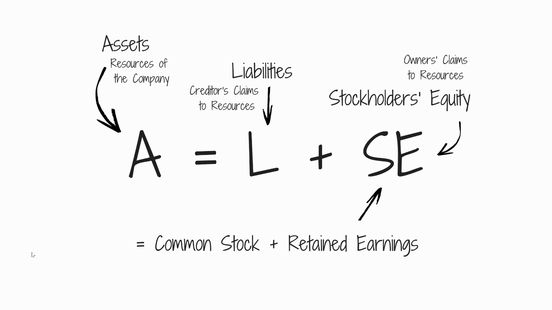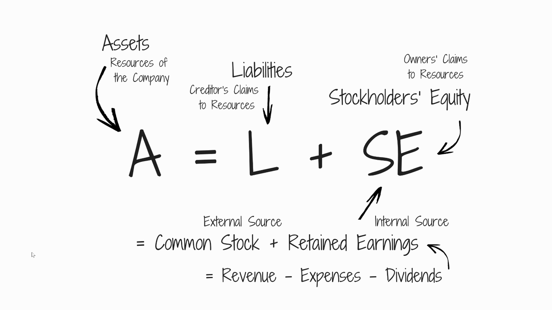Now, stockholders' equity is made up of a couple things. It's made up of common stock and retained earnings. Common stock is considered to be an external source of equity, where retained earnings is considered to be an internal source.